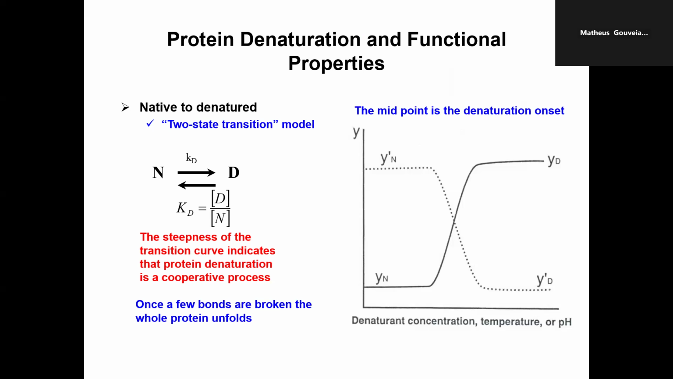The reason this is very steep, not slowly changing, it just goes up or down, is that the denaturation process is a cooperative process. Meaning, once you break a few bonds, it's a cascade action that you can't stop, like a domino. Hit a couple and then the whole thing will collapse. So it starts with breaking a few bonds, and then everything breaks down.